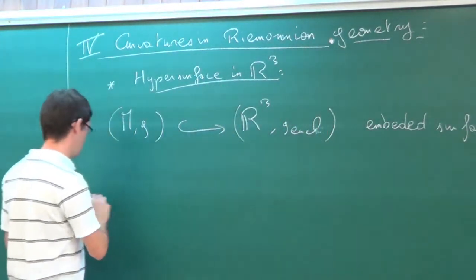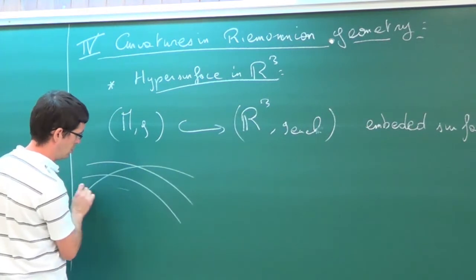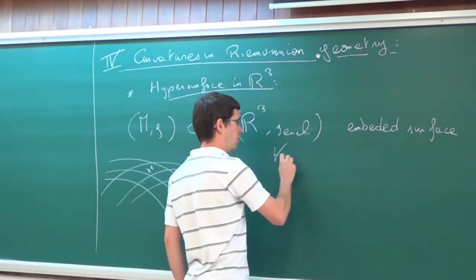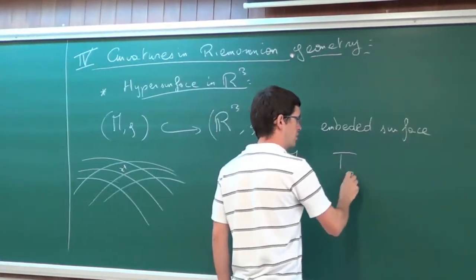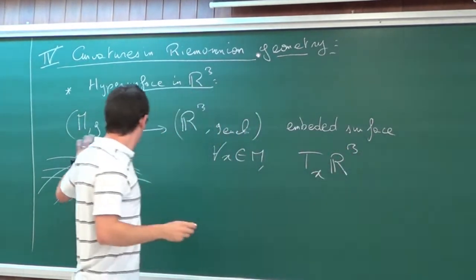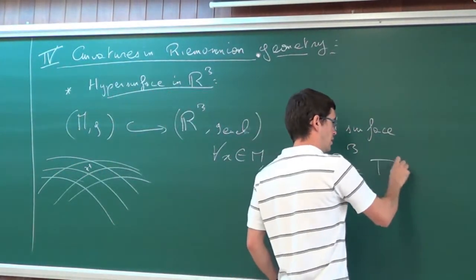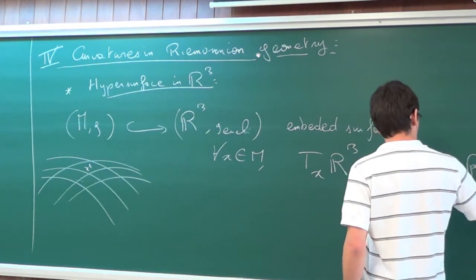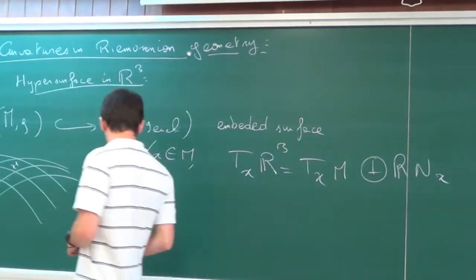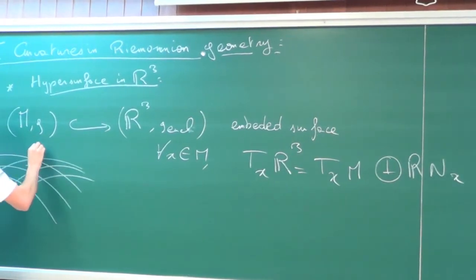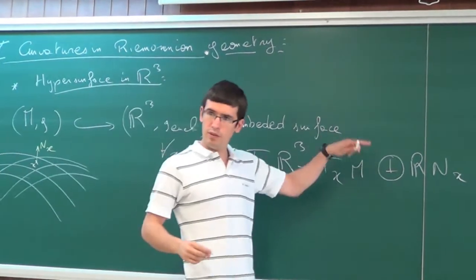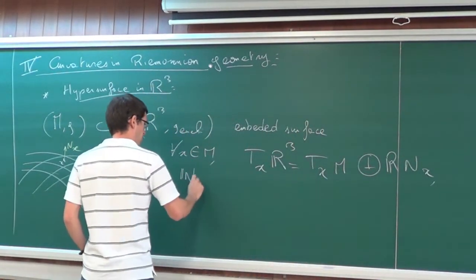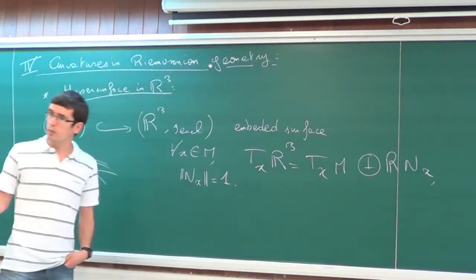So at each point x in M, the tangent space of R3, which is the set of all vectors based at this point, is the direct sum of the tangent space of the surface and the direction generated by the normal. This sign means that it's a direct sum and that it's orthogonal, with the norm of the normal being 1.